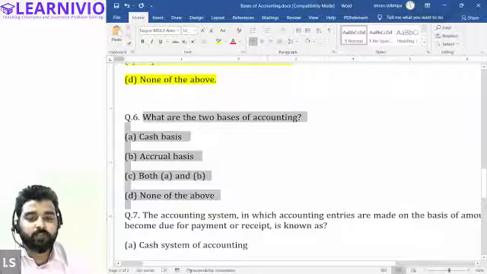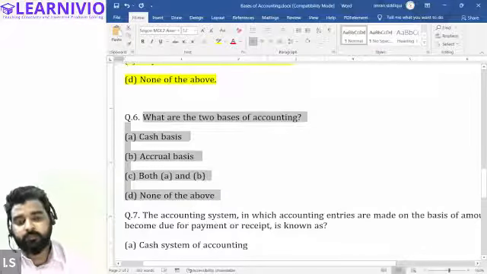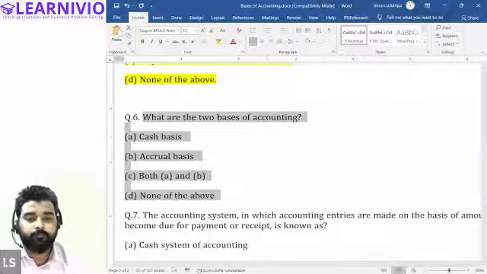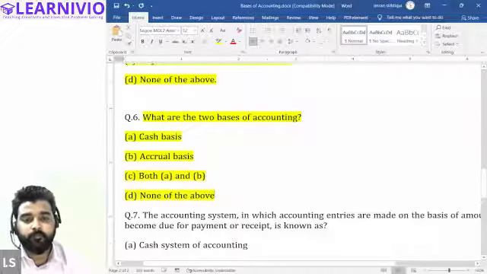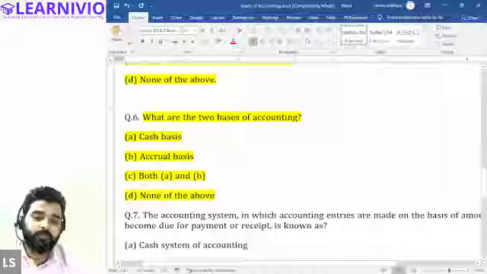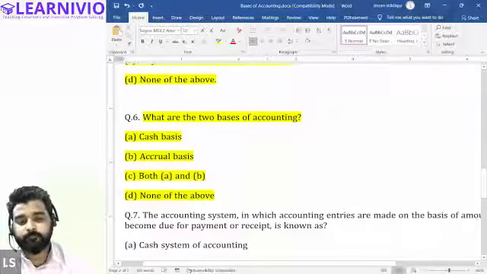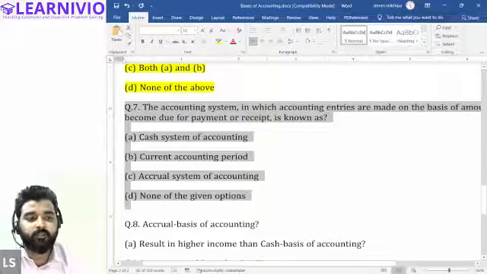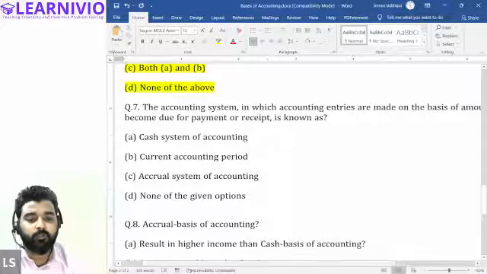What are the two bases of accounting? Please answer, Peer. Peer, please answer this question. What are the two bases of accounting? Please answer. Do it fast. Come on. Both A and B. Both A and B. Correct.